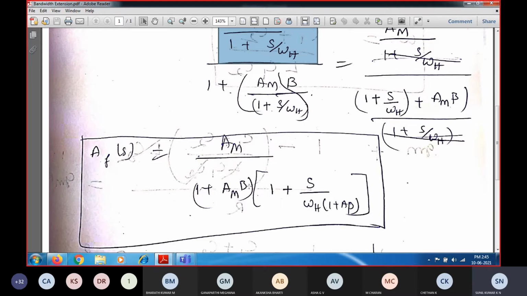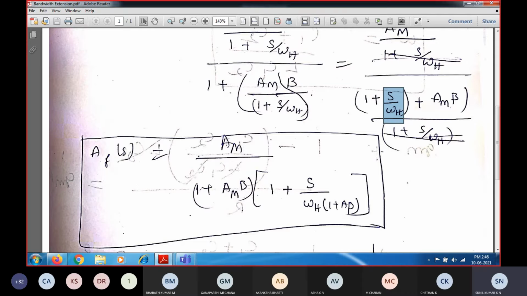So 1 plus s by omega_h plus A_M into beta will be the denominator expression. If I take 1 plus A_M into beta as common, then I have 1 plus s by omega_h as it is, and in the denominator 1 plus A_M into beta. Simplifying again, 1 plus A_M beta into 1 is 1 plus A_M beta, and the 1 plus A_M beta terms get cancelled, and the resultant thing is s by omega_h as it is. This is how we write the simplified expression.